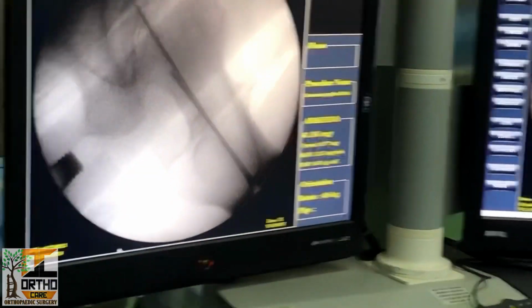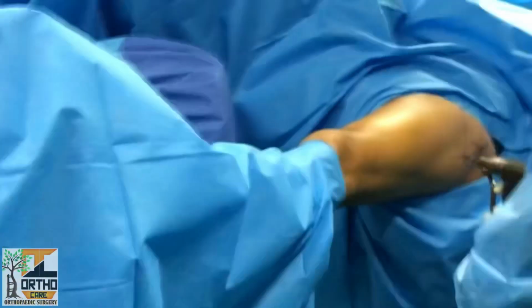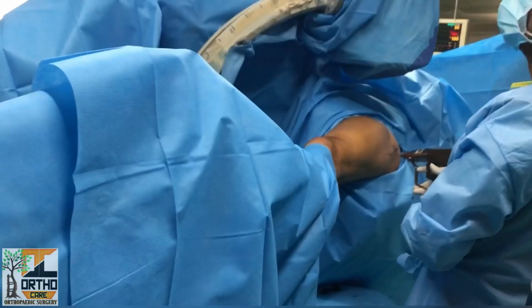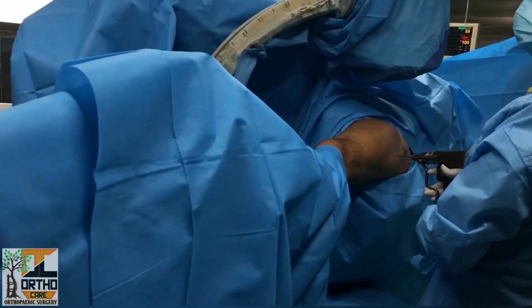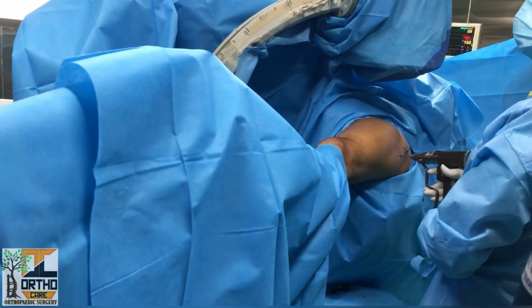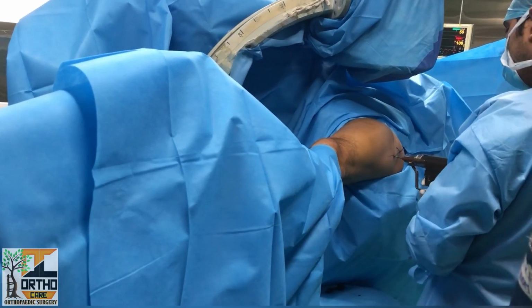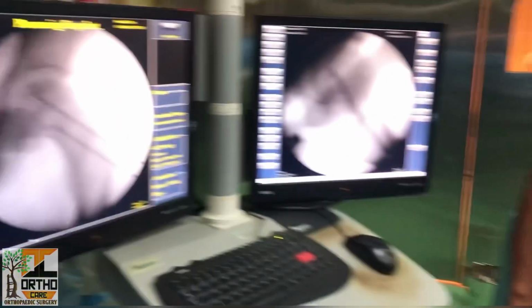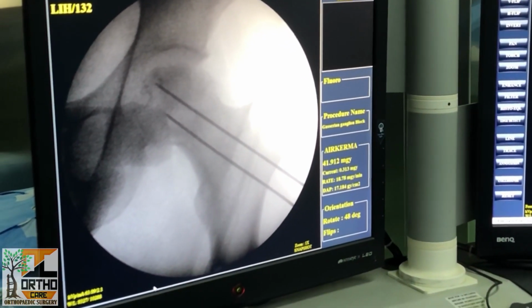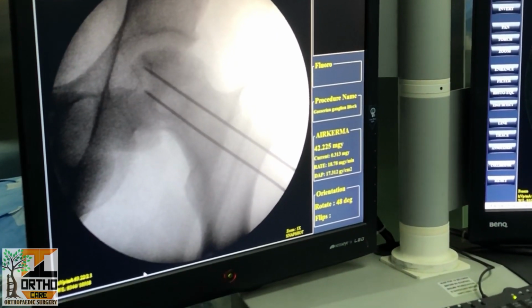Thus you can go in many directions. You can change the direction as required by you to reach the particular quadrant. So I was centering this as the previous one. Confirm in AP. Just proceed. I just reached the second cyst.